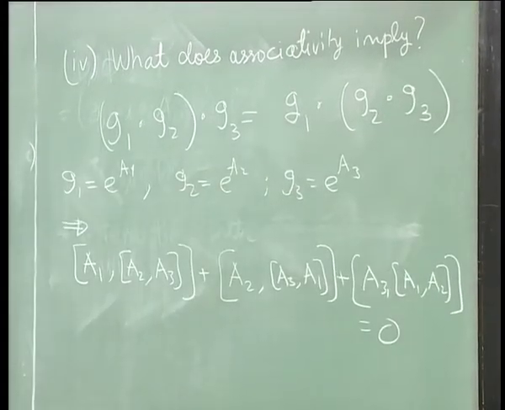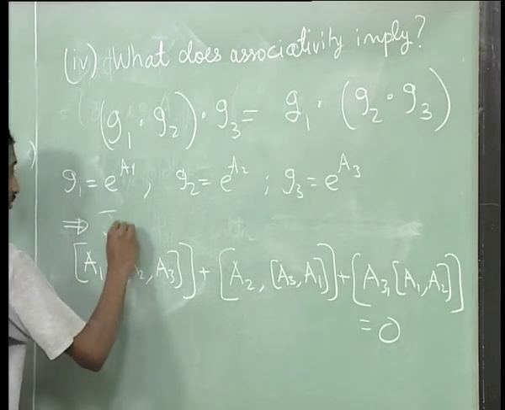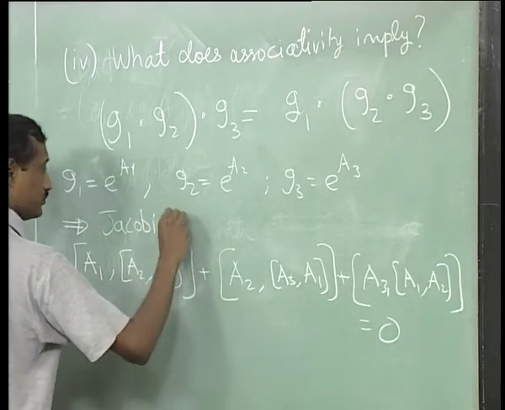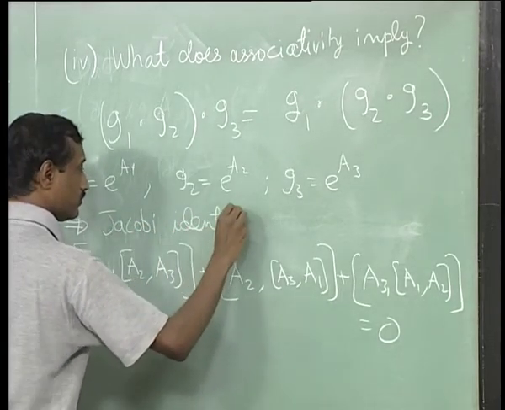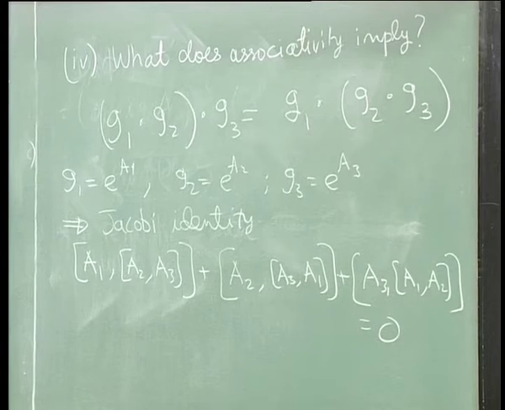So, for matrices, this is true. If you give me any 3 matrices, they satisfy the Jacobi identity. So, now we have a definition of what we mean by a Lie algebra.